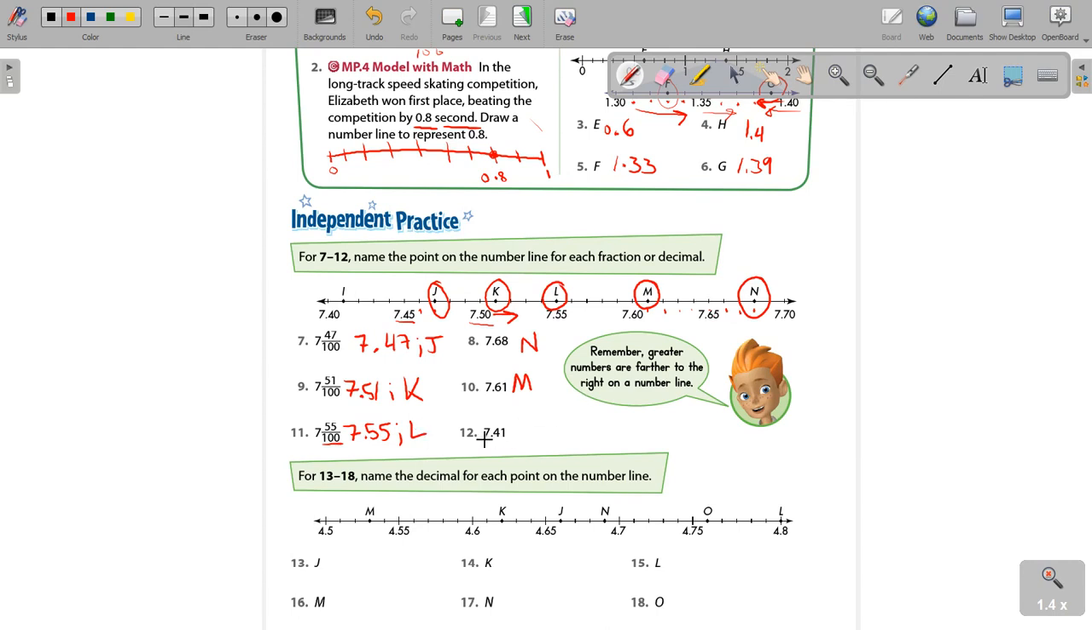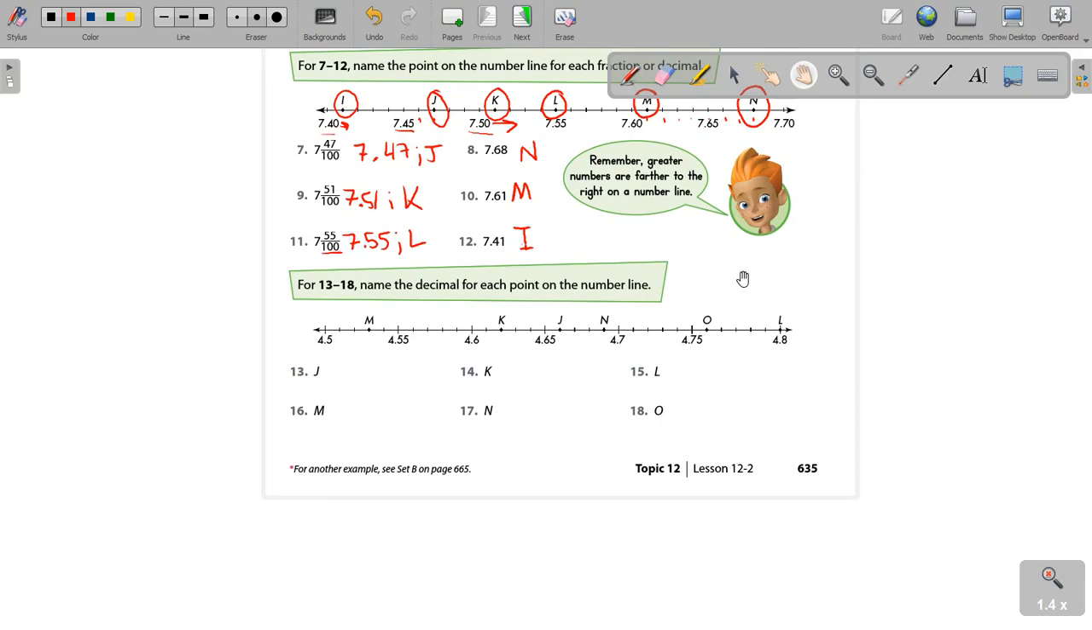And for number 12, we have 7.41. Well, kind of lucky on that one too, because here's 7.4. 1 over to the right is going to be 7.41. And that means that is an I. And there you go. So that's what that looks like in that section. Now you're doing the same thing here, except this time they have you actually naming the decimal for each of the points that have the letters.